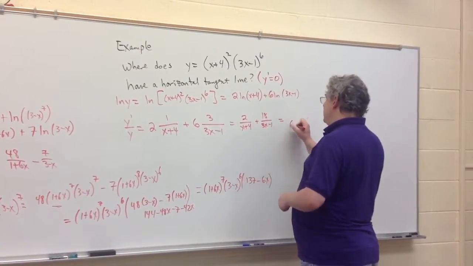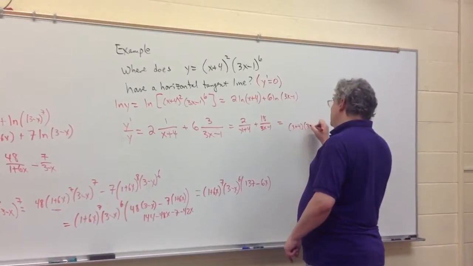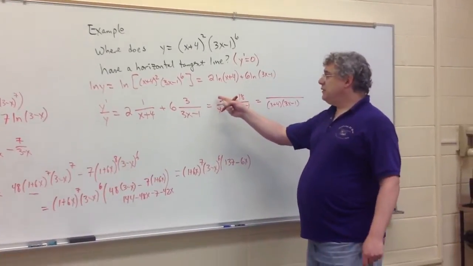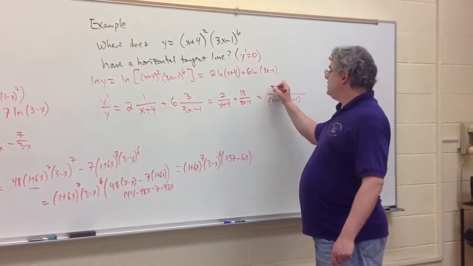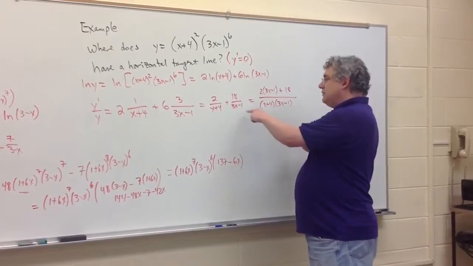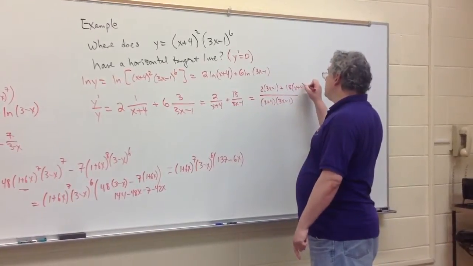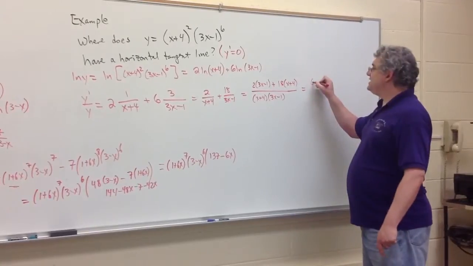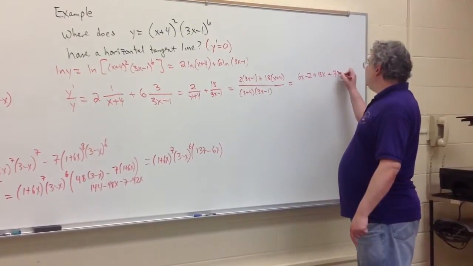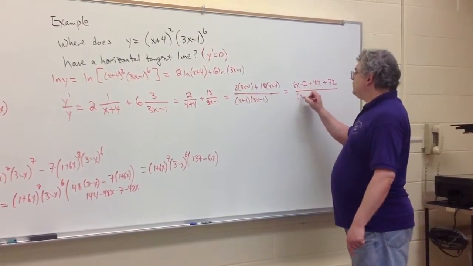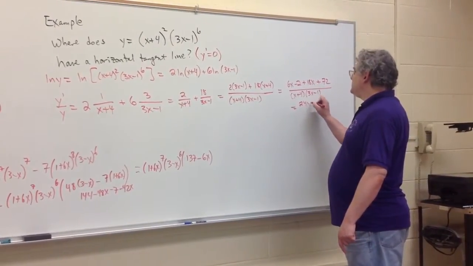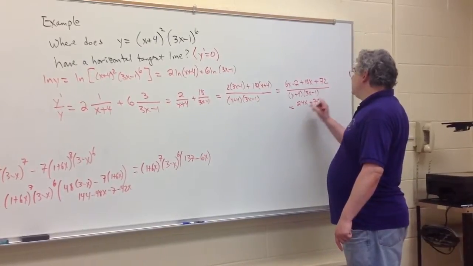So what is that in terms of? I've got an x plus 4 down here. I've got a 3x minus 1. To get a common denominator, I have to multiply by the opposite thing. So this one I'm multiplying by 3x minus 1 over 3x minus 1. So I get 2 times (3x minus 1) plus 18. To get both of those in the bottom here, I multiply by x plus 4 over x plus 4. On the top, I have 6x minus 2 plus 18x plus 72 all over (x plus 4) times (3x minus 1). On the top, I get 24x plus 70.